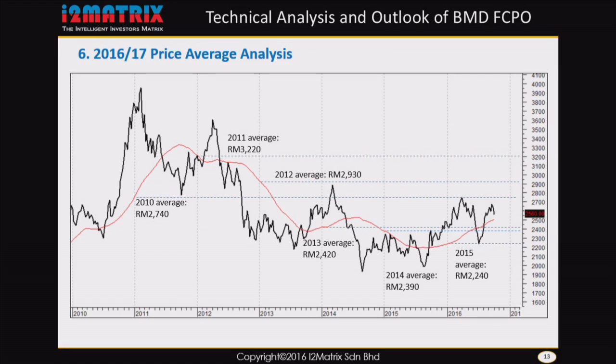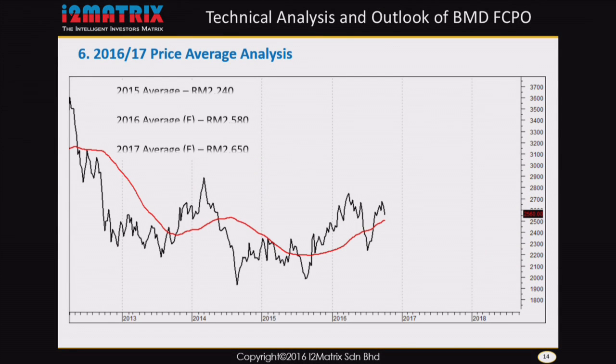These are the average prices for the past few years, from 2010 to 2015. Last year, we got an average of 2,240 ringgit. It's still lower compared to the previous years, but we are already seeing a change in trend. The red line that you see there is a one-year average for palm oil prices. You can see that the trend has already started to change direction at the end of 2015. So we're going to see the average price for 2016 increasing as well.